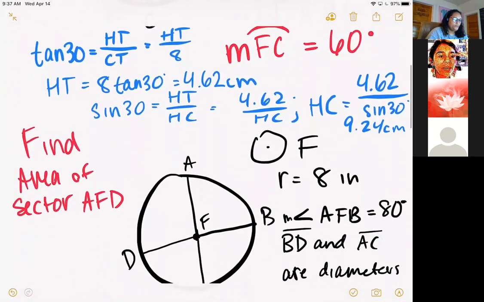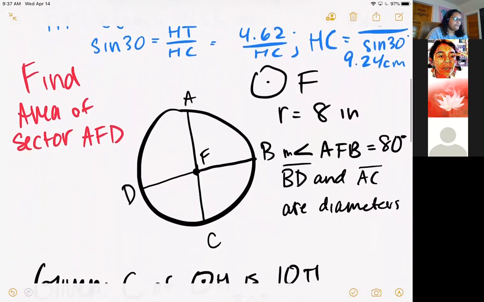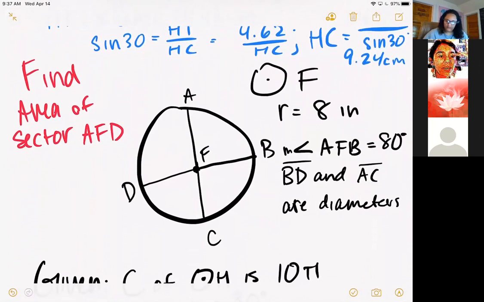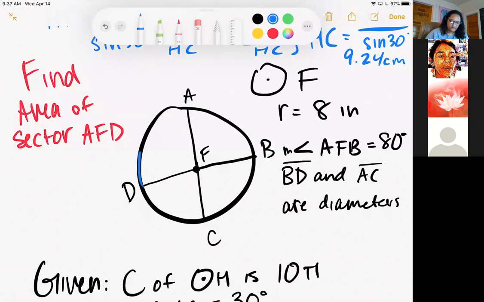Okay. All right, so this problem, we're supposed to find the area of sector AFD. So let's outline that. And here's what we are given. So we have a circle F. So this means circle with center at F, radius of 8. The measure of angle AFB is 80 degrees. BD and AC are diameters. And that's it. So how should we solve?